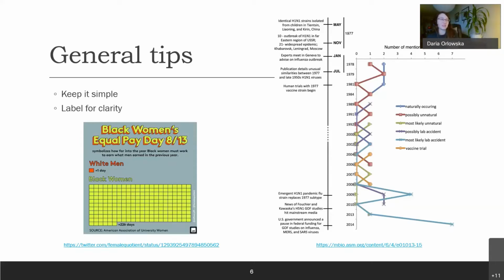The other example to the right here is a graph taken from a publication that looks like a line graph and a timeline, and maybe something that should have been presented as a bar graph, because you have a number of mentions of when H1N1 was talked about in various publications and in the news.